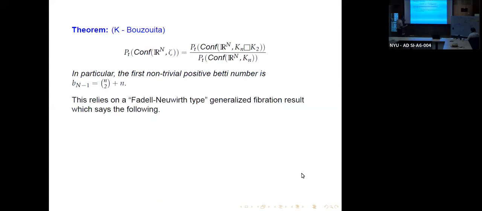Then the theorem you can have is that the Poincare polynomial of this space is the Poincare polynomial of the graph configuration space corresponding to this, divided by the Poincare polynomial corresponding to K. So that would be a complete description of this graph configuration space with obstacles.